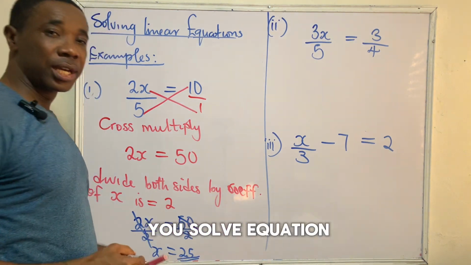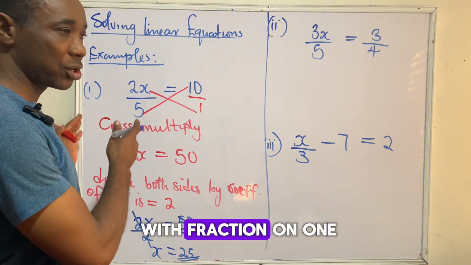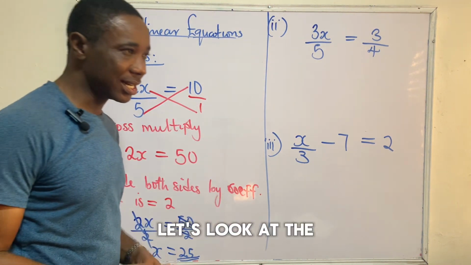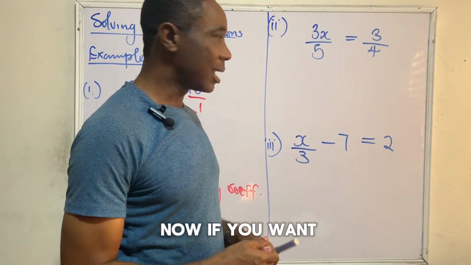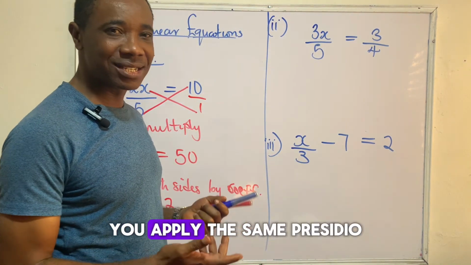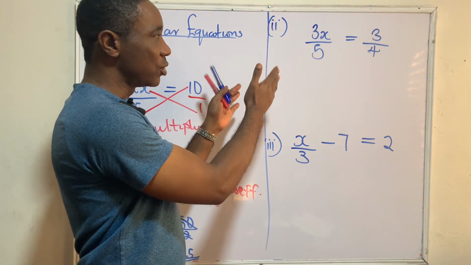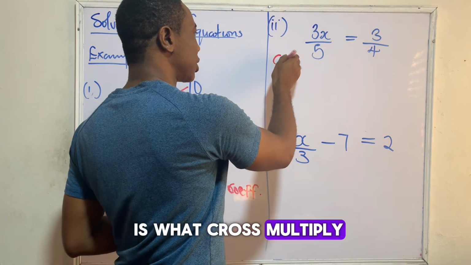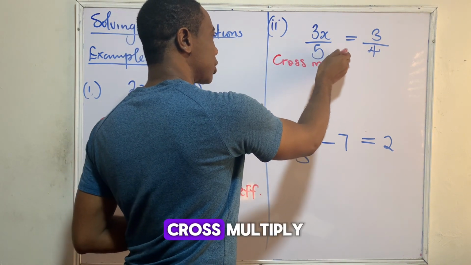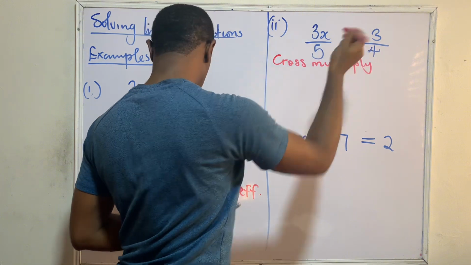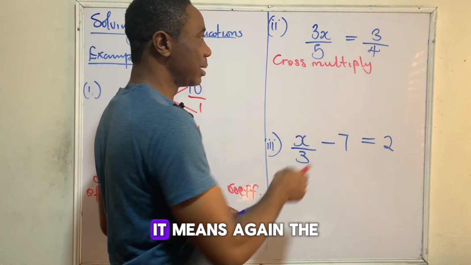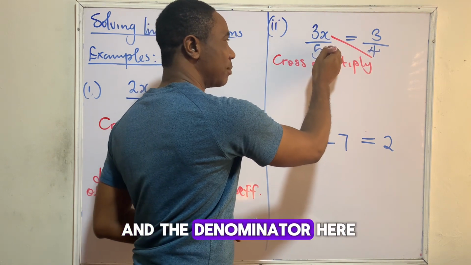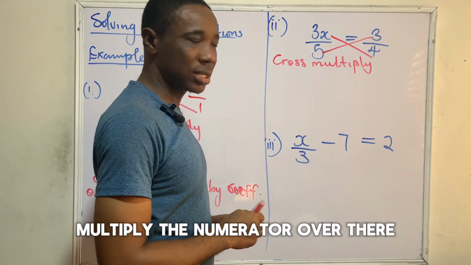So this is how you solve equations that have a fraction on one side of the equation and another fraction on the other side of the equation. Let's look at the next example here. Now, if you want to solve this next example, you apply the same procedure. You have a fraction on one side and another fraction on the other side. So the first thing is what? Cross multiply. So when you cross multiply this, it means again, the numerator here multiplies the denominator here, and the denominator here multiplies the numerator over there.